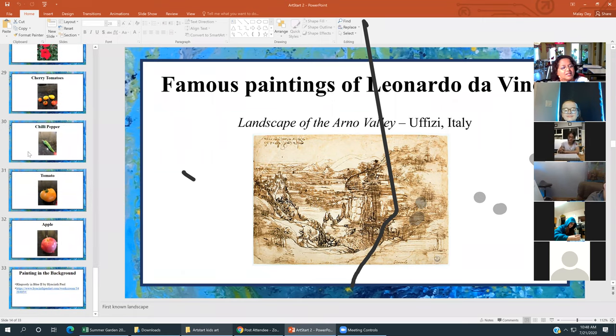So pick anything. There's a little chili pepper from my garden. There's a tomato. Look at the tomato and look at the shape. This is a very fine example of where you can do contouring shading. An apple. Again, it's not round. It has a shape. Look at it.